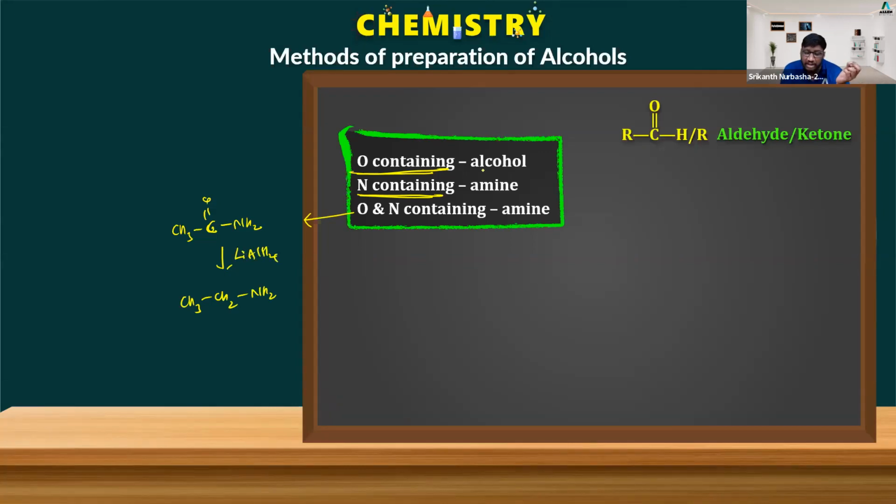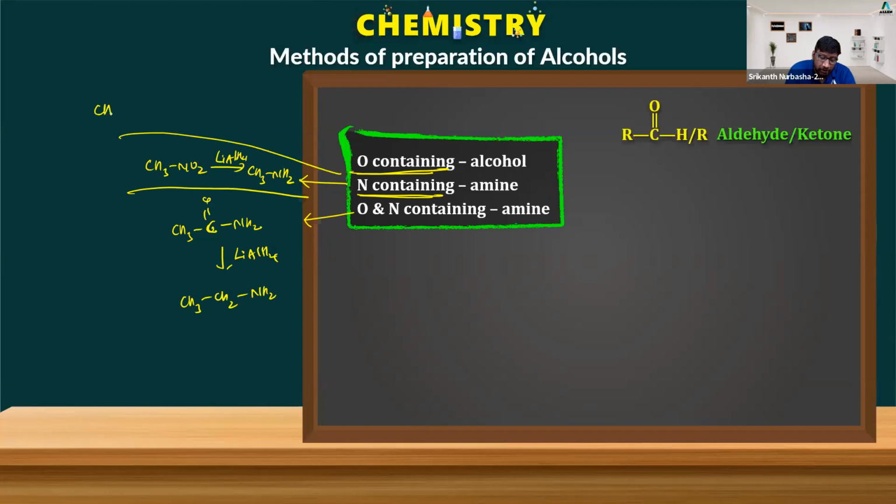Yes or no? Oxygen containing will be converted to alcohol. Nitrogen containing will be converted to amine. So nitrogen containing means you can think CH3NO2, treat with LiAlH4. Nitro compound, yes or no? Nitroalkane will be converted to CH3NH2. Nitrogen containing will be converted to amine. Oxygen and nitrogen containing will be converted to amine. And only oxygen containing will be converted to alcohol, CH3 C double bond O OH, that will be converted to CH3CH2OH.